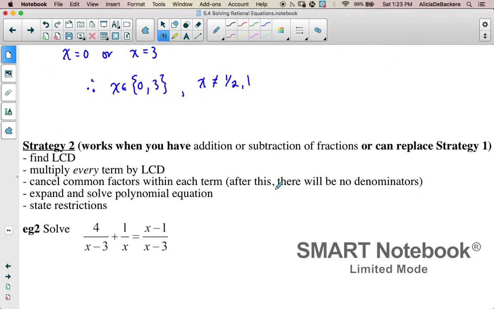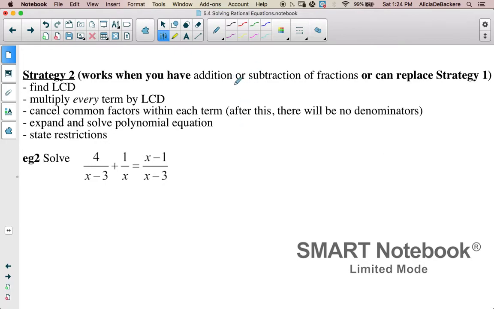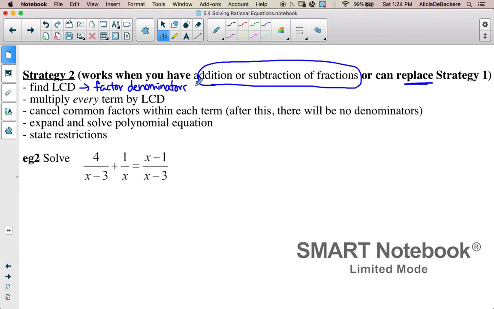All right, strategy 2. This one I have to do when I've got an addition or a subtraction of fractions. This can also replace strategy 1, so this strategy always works, it's just harder. The first thing I need to do is find my lowest common denominator. To do that, you do want to factor the denominators first. In this case, I've got 3 denominators: x minus 3, and then x, and then another x minus 3. So mine are actually already factored.